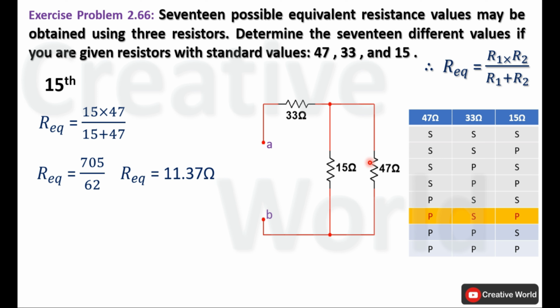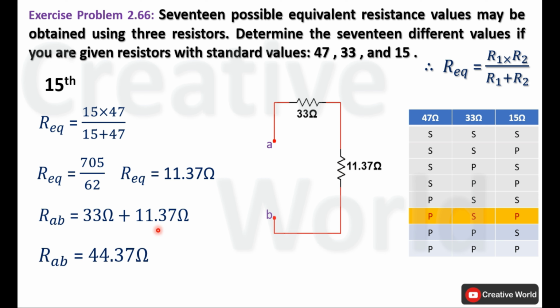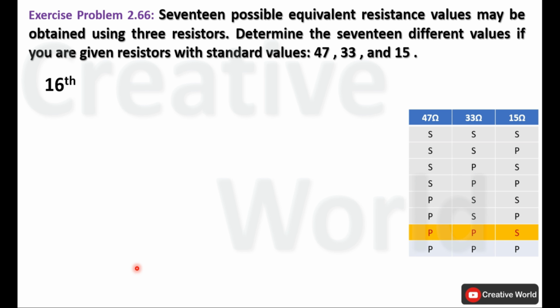Now replace these two resistances with their equivalent resistance. The circuit is converted into a series connection. Find the equivalent resistance RAB by adding these two resistances together. Sum of 33 ohm and 11.37 ohm will be 44.37 ohm. Move to the next configuration.